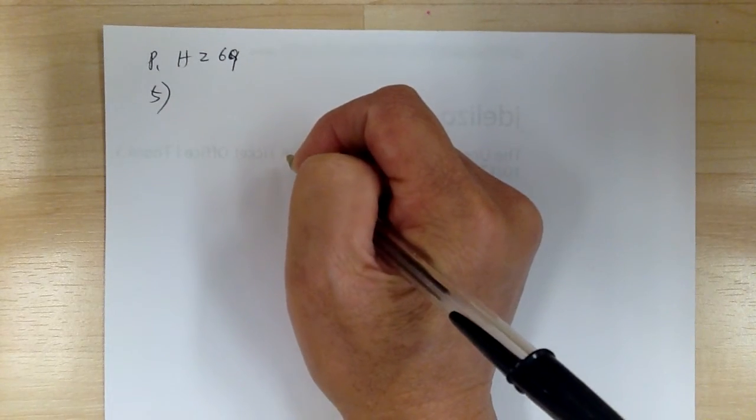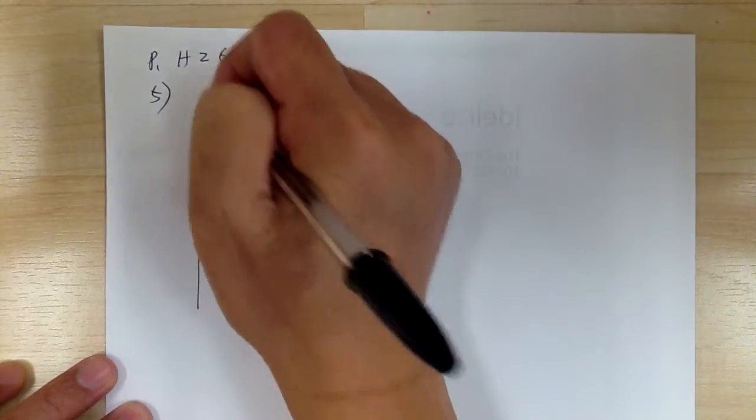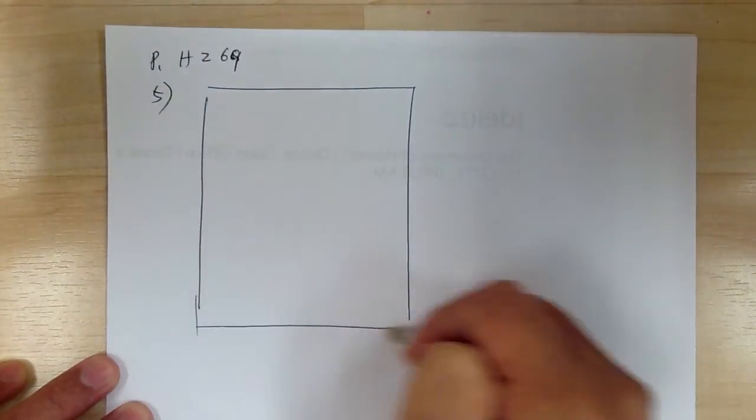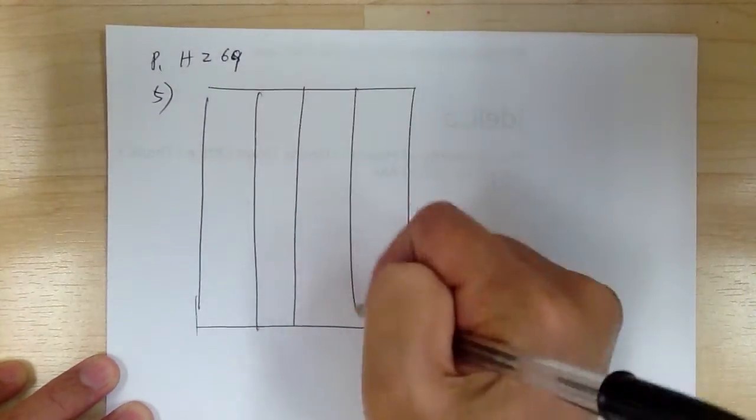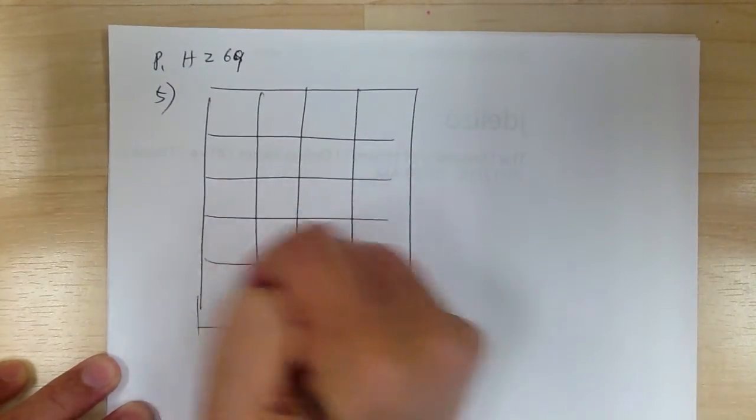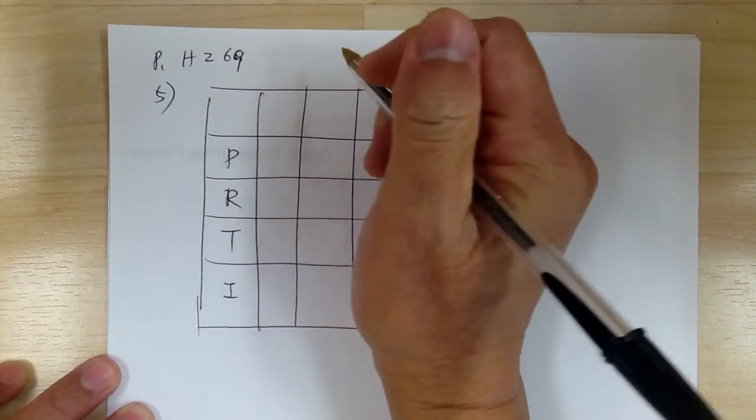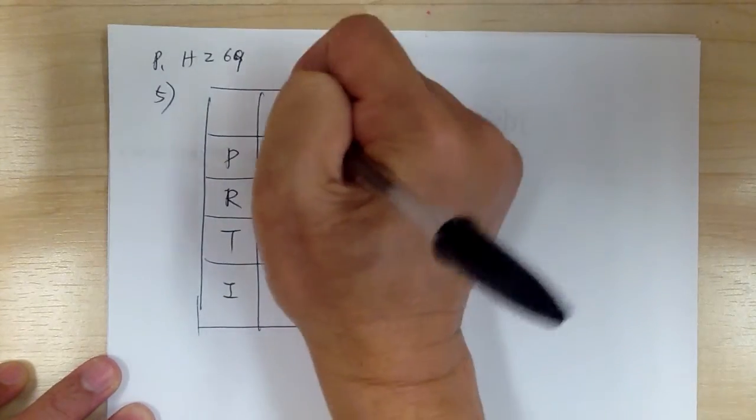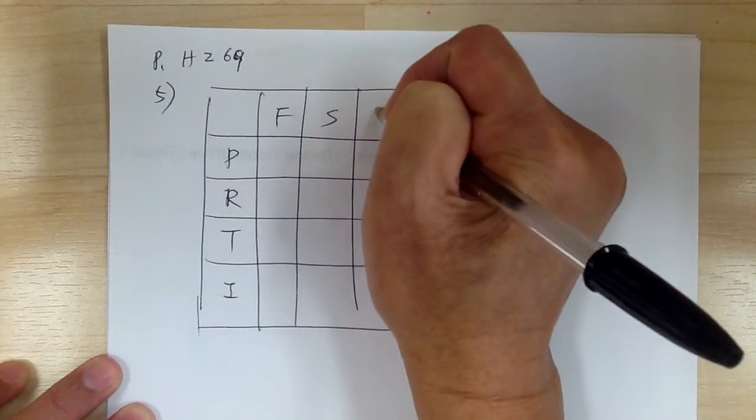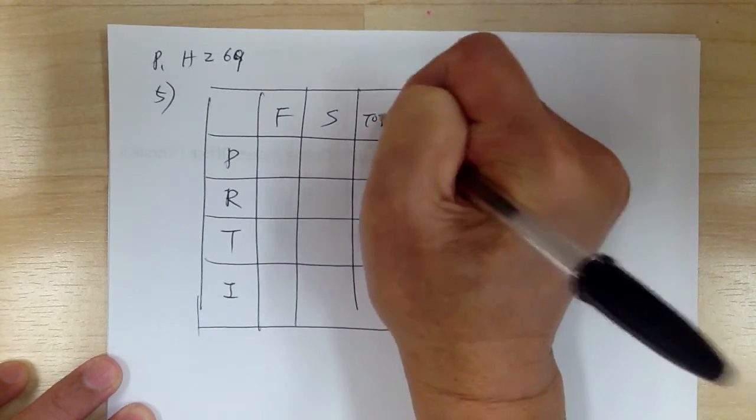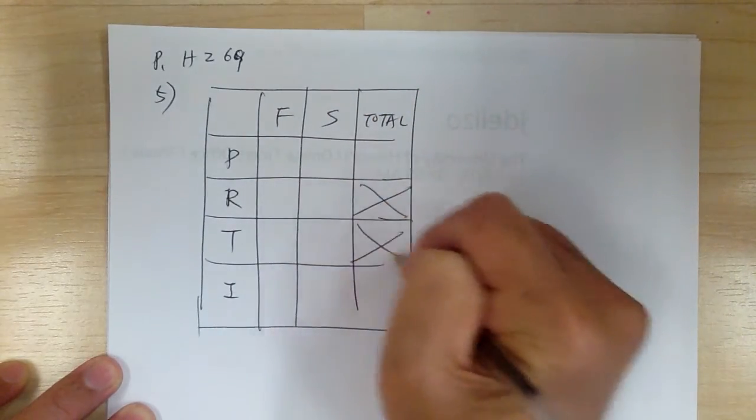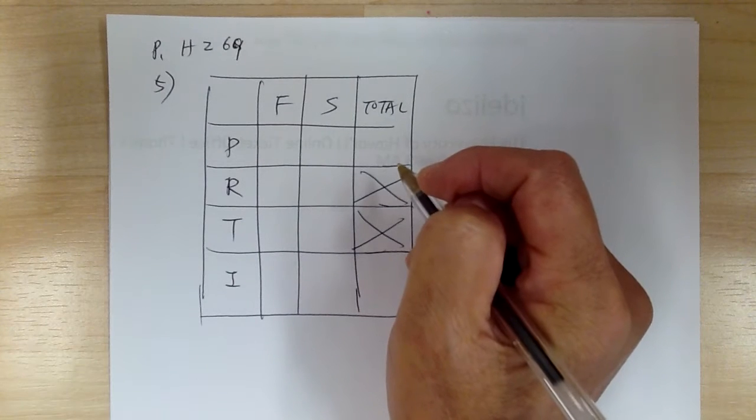Okay, number 5, I can read the problem. So this is an investment problem. So go ahead and make the table. And so again, this is the first account, second account, and this is the total. Now go ahead and read and try to fill in the blanks.